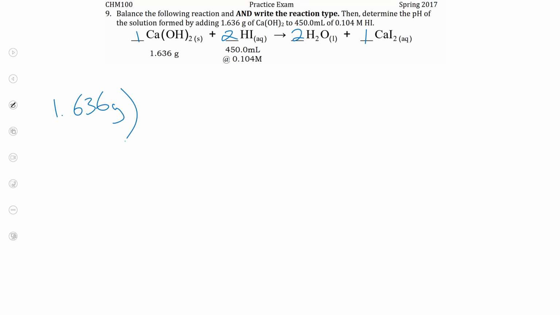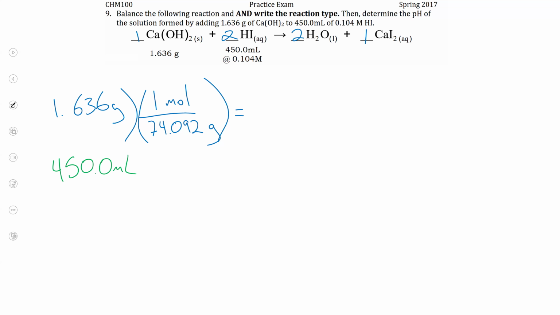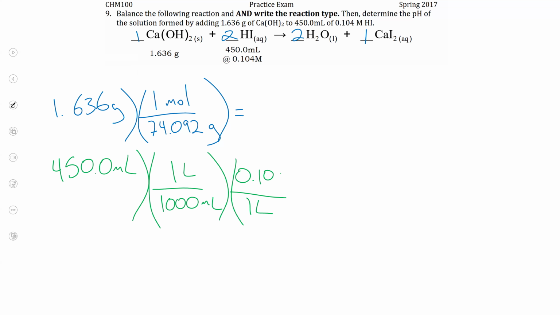1.636 grams. 74.092. 1 calcium plus 2 oxygens plus 2 hydrogens. Then to get the moles over here, we're going to use 450 milliliters. 1,000 milliliters is 1 liter, and 1 liter is 0.104 moles.